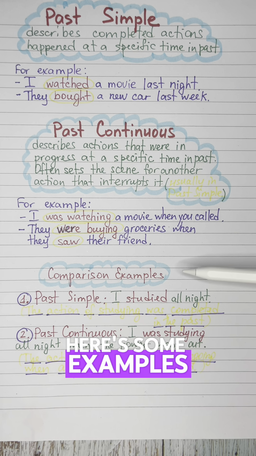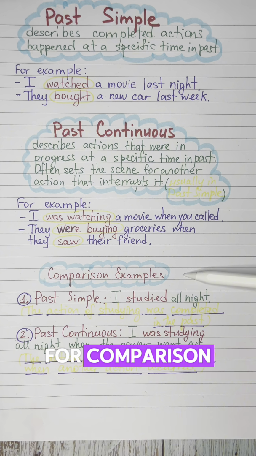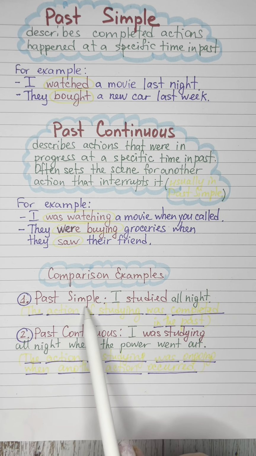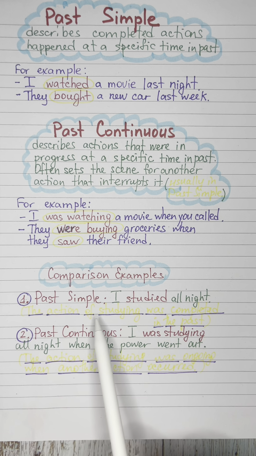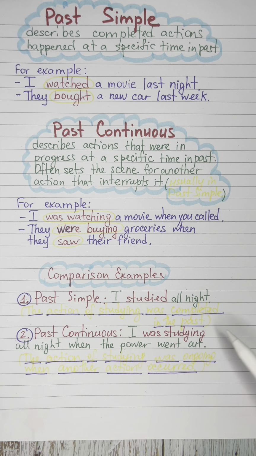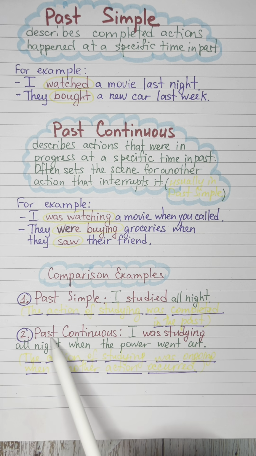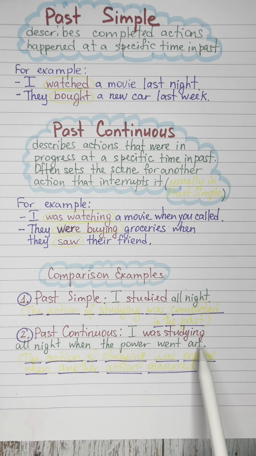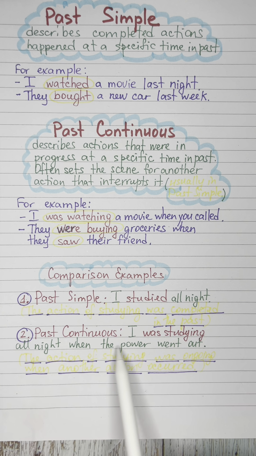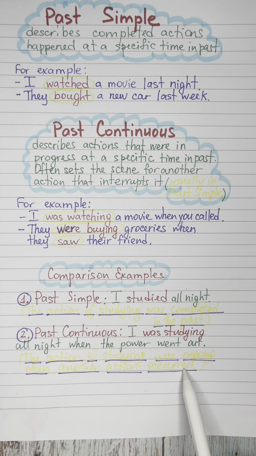Here are some examples for comparison. First one is past simple. I studied all night. The action of studying was completed in the past. Two, past continuous. I was studying all night when the power went out. The action of studying was ongoing when another action occurred.